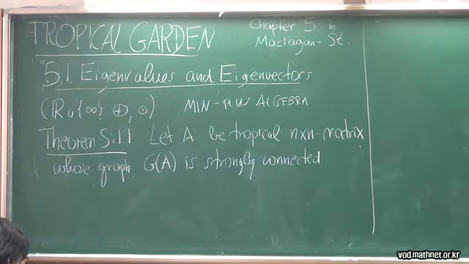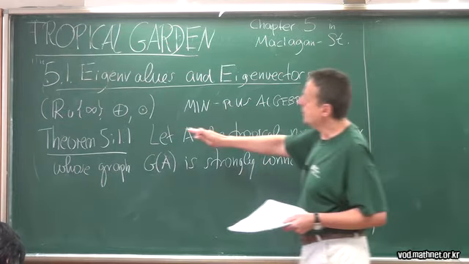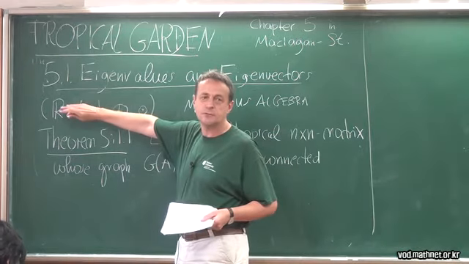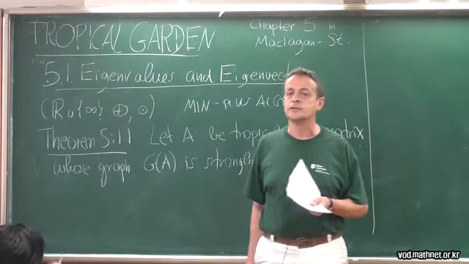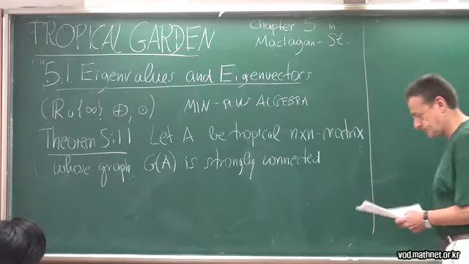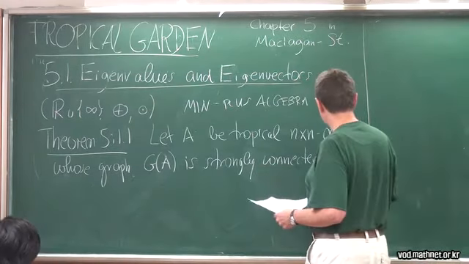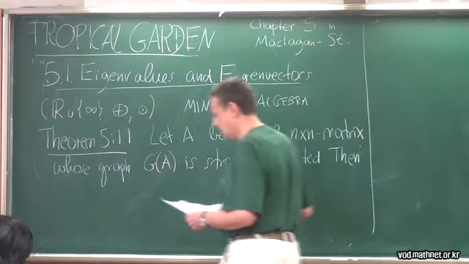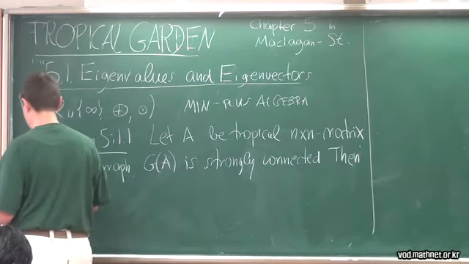And strongly connected means that between any ordered pair of nodes, say gate i and gate j, there is a directed path from i to j. Okay? So in particular, if in the matrix there's no plus infinity, if it's just a real matrix, then trivially it's strongly connected. The statement is that our matrix has precisely one eigenvalue.